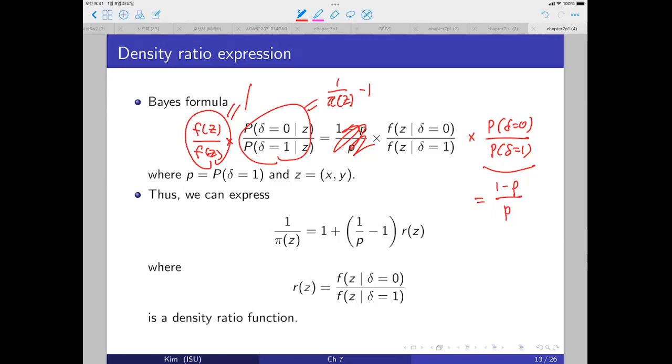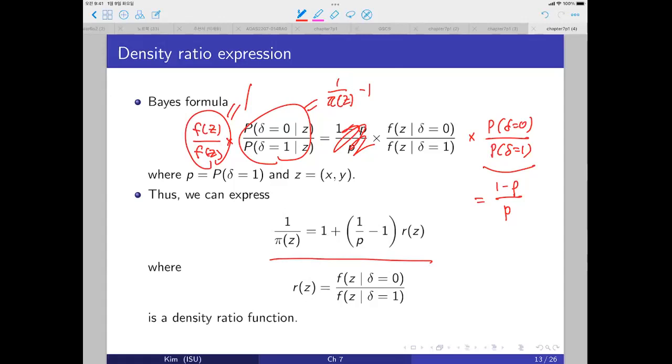Basically here we view it as a conditional probability of delta, but here we reverse it, flip it around, and view it as a conditional density of z given delta, and then the ratio between the two cases. So that is another way of writing the propensity function.